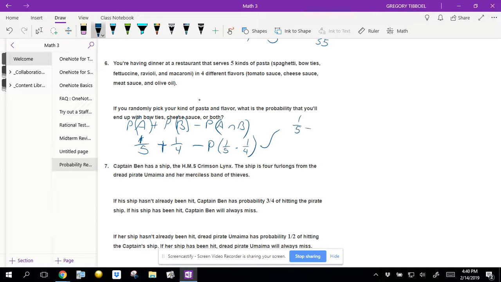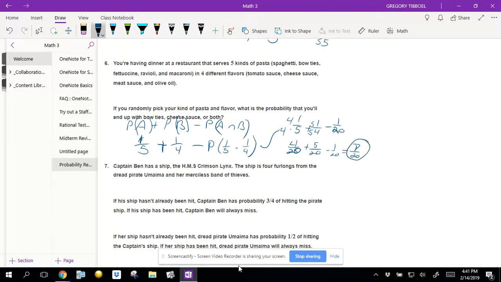So we get 1/5 plus 1/4 minus 1/20. And we say 20th because 5 times 4 is 20. Now common denominators, 4 and 4 and 5 and 5. And then we get 4/20 plus 5/20 minus 1/20. And I get 8/20. So that seems reasonable.